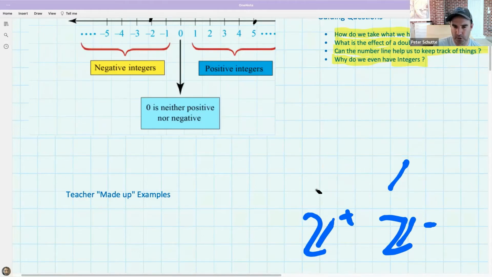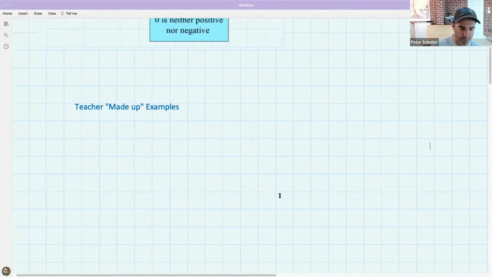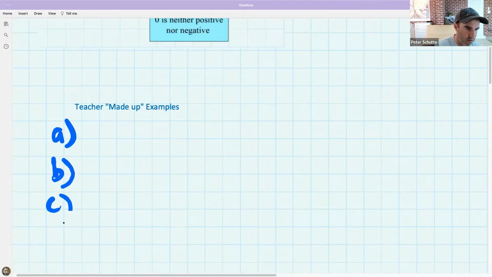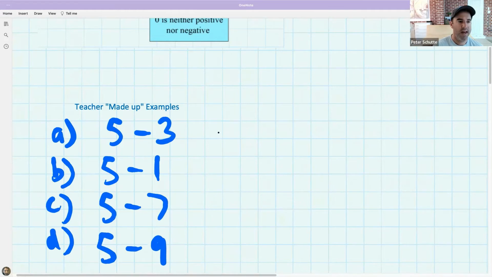Let's actually do an example. I want you to do the following for me. I'm going to make up 4 questions, and I want you to do those and then put your answers in the chat. I'll give you a moment now.